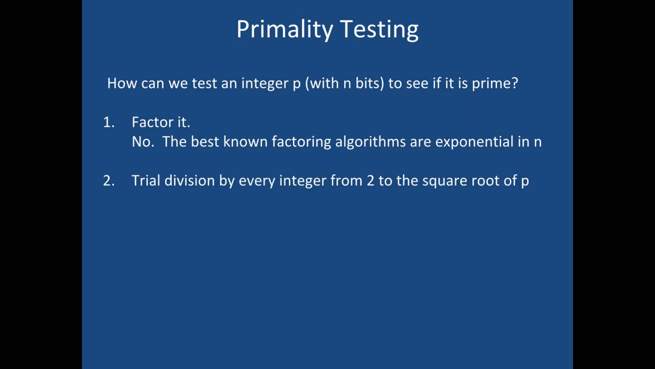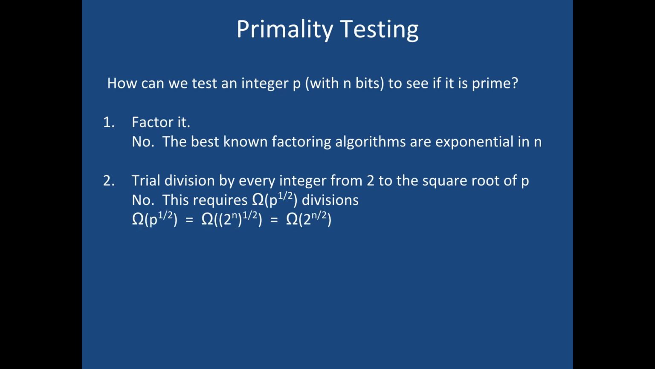So that's called trial division. You don't have to go bigger than the square root of the number because that's the largest factor it can have other than itself. Well, the problem is that it requires the square root of p divisions.